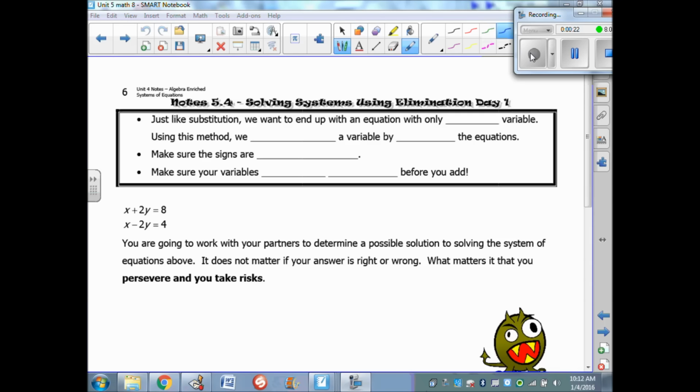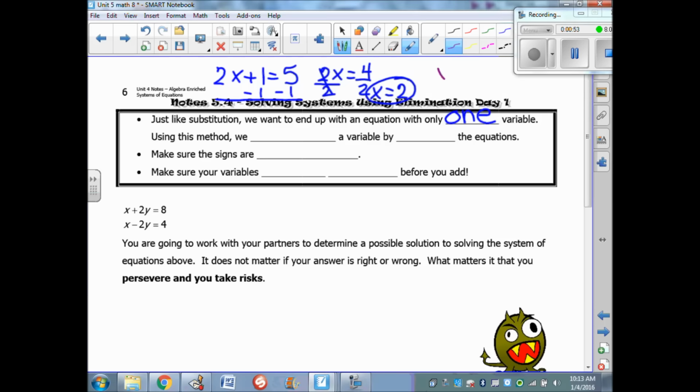So just like substitution, we want to end up with an equation with only one variable. We don't know how to solve equations with more than one variable. For example, if I had 2x plus 1 equals 5, I could solve for x. I would subtract 1, and I get 2x equals 4, and I divide by 2, and I get x equal to 2. I solved it for x.